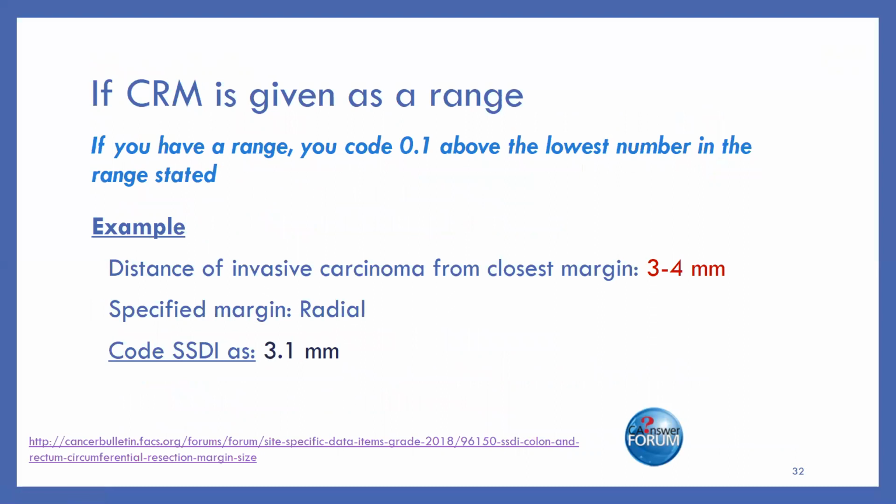If you have CRM given to you as a range, then you will code the next unit up. So if you have a range, you code 0.1 above the lowest number in the range. The distance of the invasive carcinoma from the closest margin is 3 to 4 millimeters, and it is a radial margin, so you would code 3.1, going up one unit of what we're coding. Since we're coding to the tenth millimeter, you would go up 0.1 for this field.